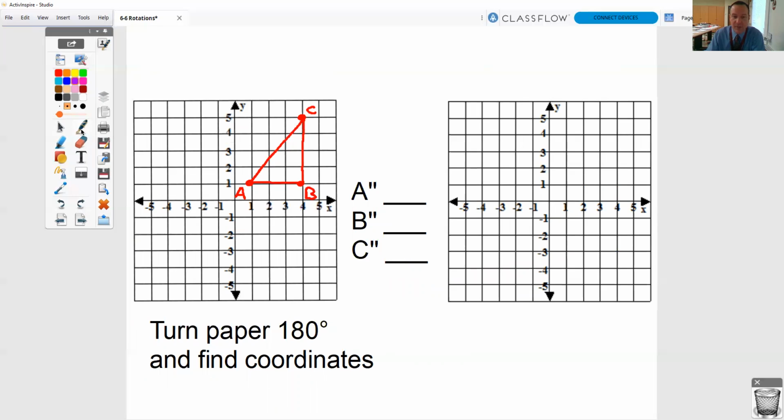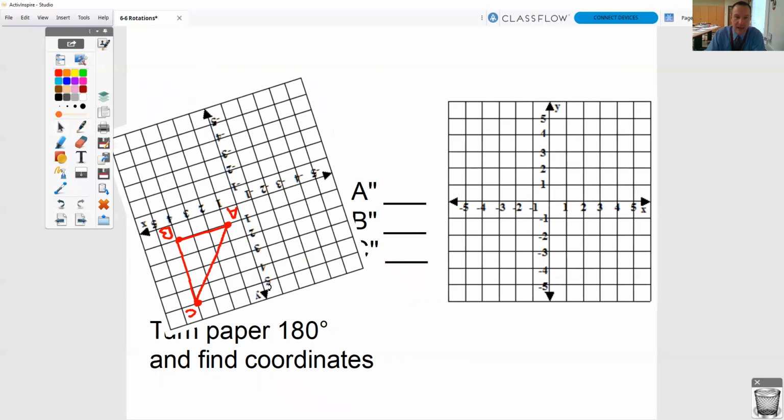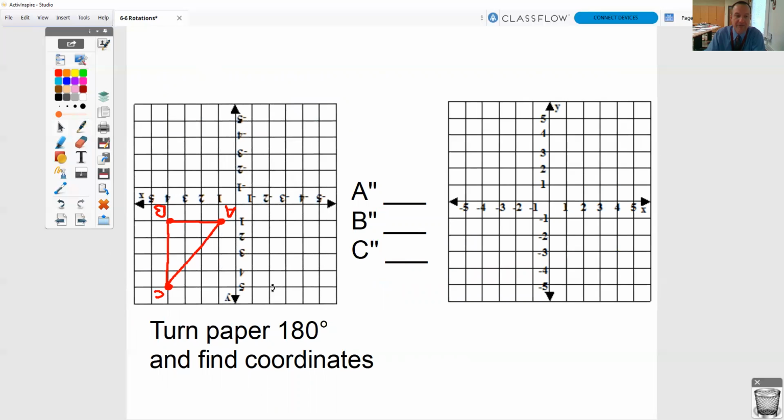Take a look at this one. In this one, it says turn your paper 180 degrees. Well, when we turn our paper 180 degrees, we go completely upside down because we do a complete half turn of the graph. Now we've got to find our coordinates. Where is A at? A looks like it's at 1, 1, but it's not at 1, 1. Anytime we go to the left is always negative. Anytime we go down, down is always negative. So we're not going to 1, 1. We're going over to -1, down to -1.